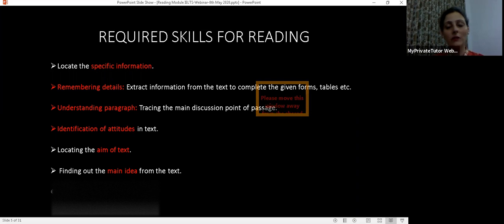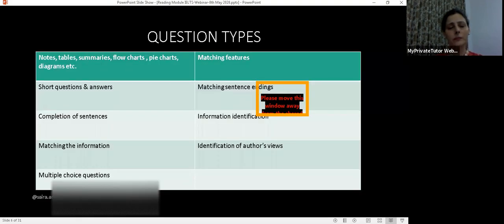Locating the aim of the text. What is the aim of the text? If something is in front of you, you should know what the main objective of this passage is. Finding out the main idea from the text. Then you have to be very alert in extracting the main idea of the text.